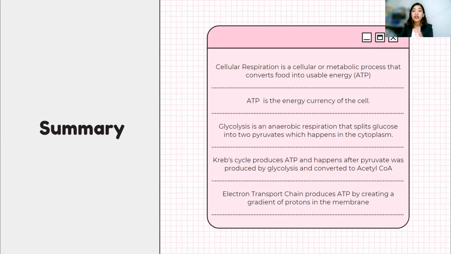Glycolysis is an anaerobic process where glucose is split into 2 pyruvates and happens in the cytoplasm. Next, the pyruvates will be converted to acetyl-CoA, which is needed in our Krebs cycle to produce ATP, and it happens in the mitochondrial matrix. And after that, the electron transport chain produces ATP by creating a gradient of protons in the membrane. And by the way, glycolysis can proceed directly to the electron transport chain because we have hydrogen carriers produced during glycolysis that can enter our electron transport chain right away.